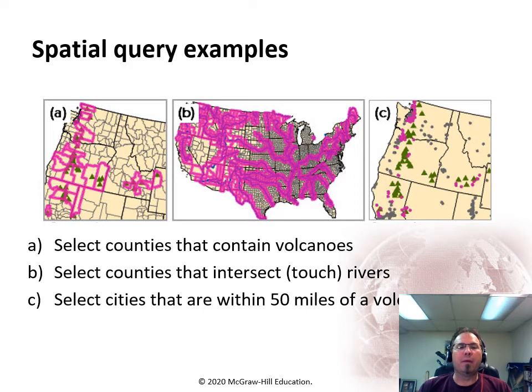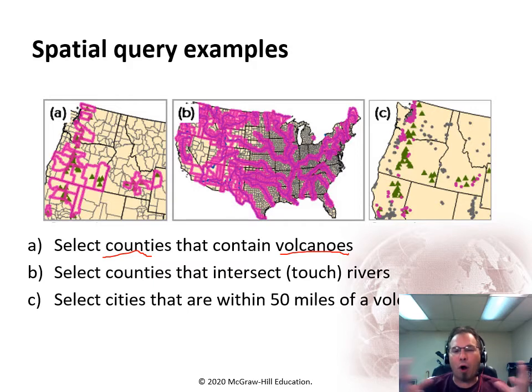Here are some more examples. In A, we have select counties that contain volcanoes, which we've already seen. Counties is my target layer, volcanoes is my source layer, counties are what are highlighted. Select counties that intersect rivers, which we just saw in the previous slide. You can see all the counties that intersect rivers here. And then select cities that are within 50 miles of a volcano. Here, cities are highlighted because that's our target layer. We want to know the closest ones to volcanoes. So this is a powerful way of honing in on data and then seeing it visually to start to see if there are correlations with things.